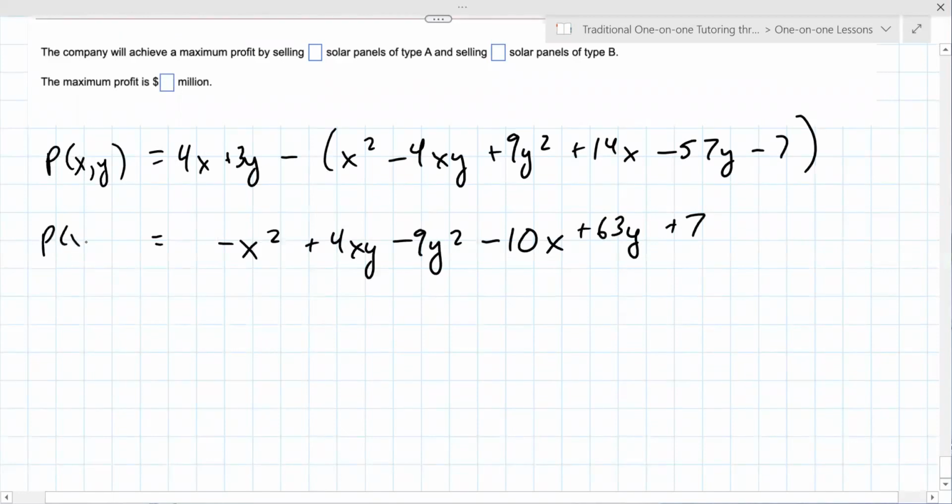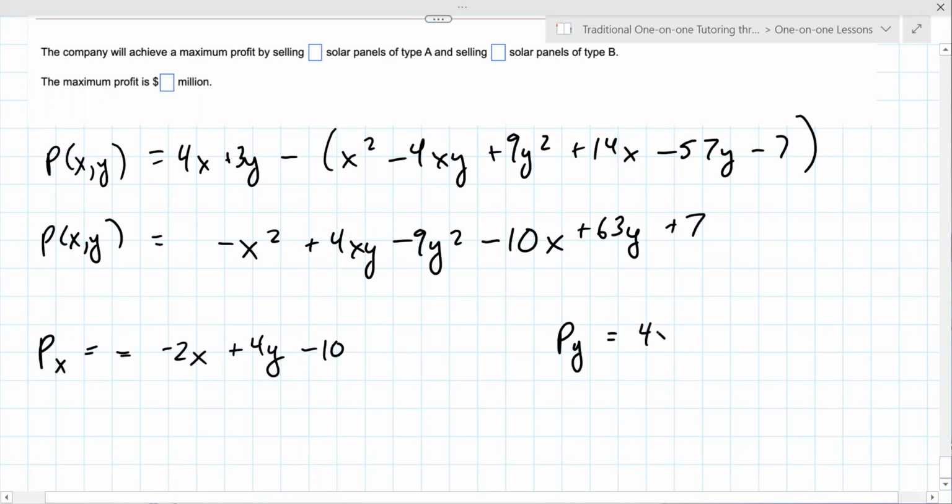So then you got to find, and it's just notation, it's px. It's the derivative of this thing with respect to x. So it's minus 2x plus 4y minus 10. And then you got to find py, which you get from here is 4x minus 18y plus 63.